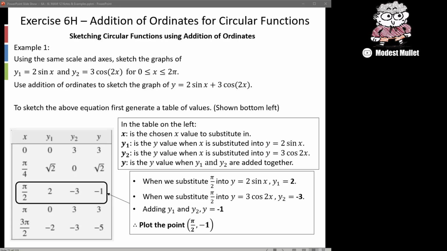Hello all, as we continue our journey looking at circular functions. Today should hopefully be, well, it will definitely be shorter than the last video, but on the shorter side of things, as we look at addition of ordinates for circular functions.